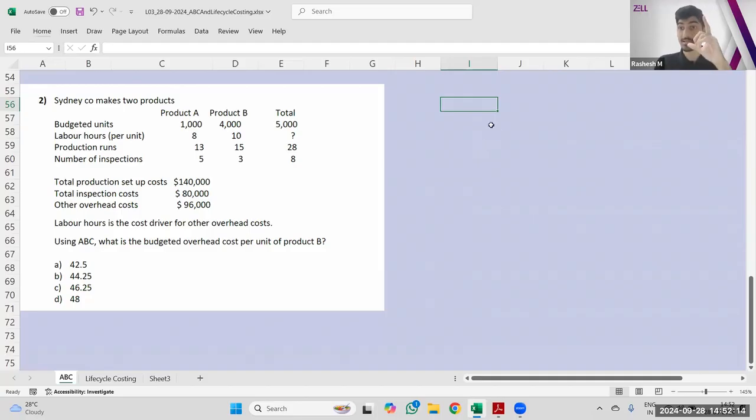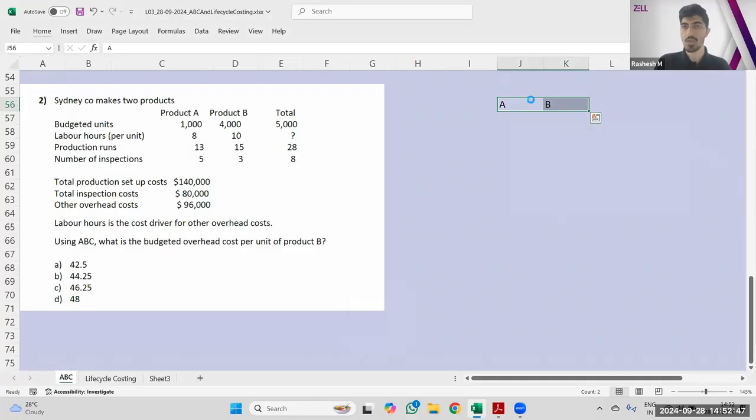And then they've split their total fixed cost into 3 categories. One is setup, the other is inspection, and the third is all other overhead costs. They are saying that for other overhead costs, labor hours are the cost driver. Using activity-based costing, what is the budgeted overhead cost per unit for product B? In an exam, I would only solve for B. But right now, since we are learning, let's solve for both A and B.